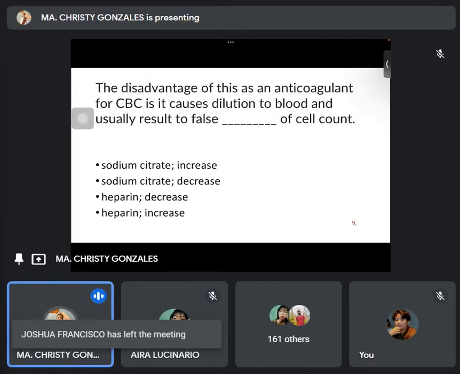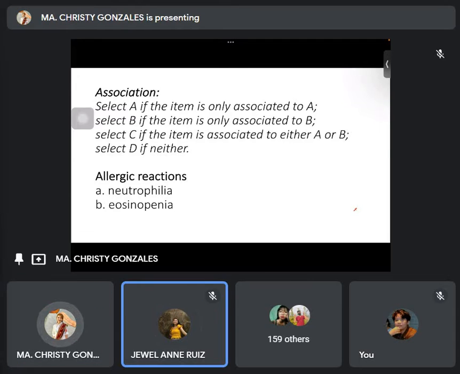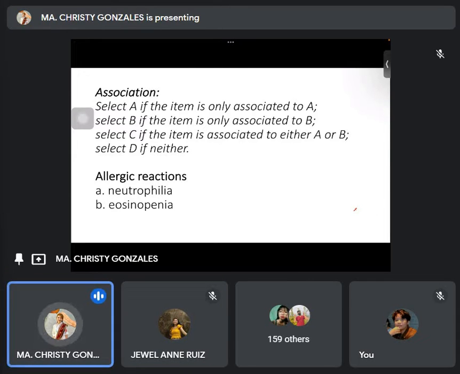Okay? Next, another association, allergic reaction. Alam naman natin na associated ang allergic reaction sa eosinophils. But, eosinophils na mataas o mababa? Mataas. Increase or decrease? Increase. Dapat mataas. So the correct answer here is letter D, as in dog. Hindi naman associated ang allergic reaction sa mga neutrophils. Sa eosinophils, yun nga lang, dapat mataas. Dapat eosinophilia.